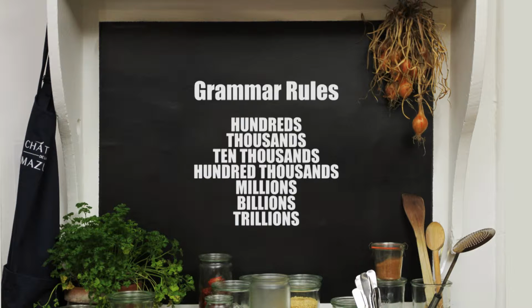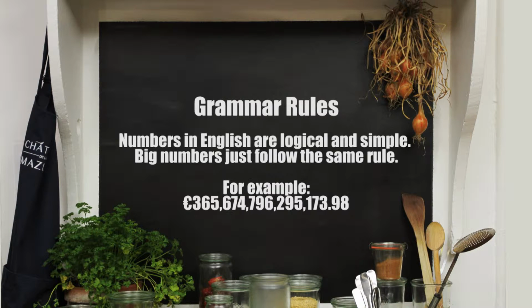We then have hundreds, thousands, 10,000s, 100,000s, millions, billions, and now today, of course, we need trillions. Numbers in English are logical and simple. Big numbers just follow the same rule. This big number here is easy. For example, 365 trillion, 674 billion, 796 million, 295,000, 173 euros and 98 cents. You just follow the logic.